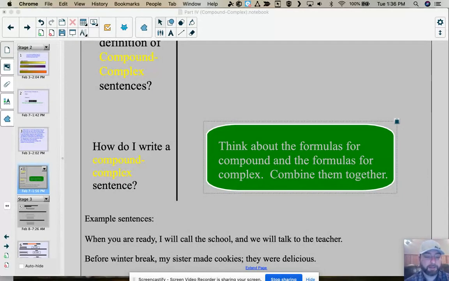Now let's look at the second sentence. Before winter break, comma, my sister made cookies, semicolon. They were delicious. So before, what do we call that? Subordinating conjunction. So D comma I, semicolon I. Okay, so we have a mixture, or a combination, of compound and complex sentences.